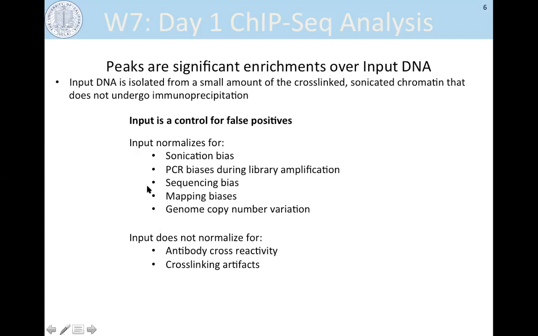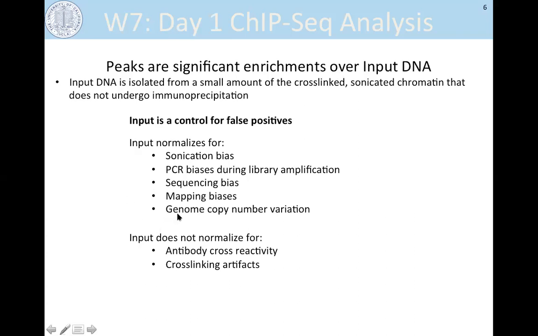It's also controlling for sequencing biases. So certain fragment sizes, for example, can have preference for sequencing. You can also have mapping biases during your alignment of your FASTQ files. So certain regions of the genome don't map as well as others, such as repetitive elements of the genome. So those sites will also be represented similarly in your input.